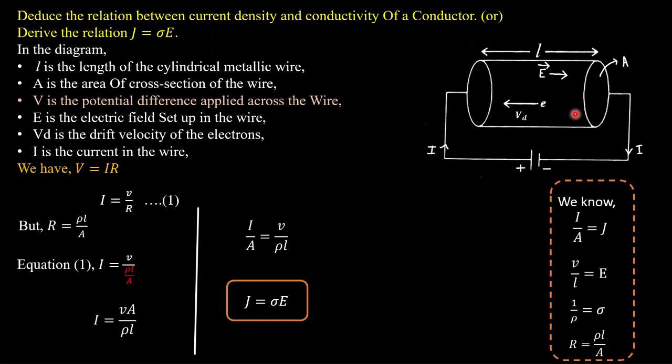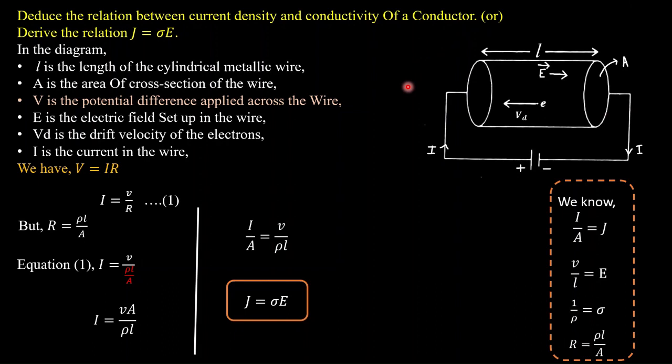What is the geometrical shape of the conductor? The length of the conductor is denoted by L, and the area of cross section of the conductor is denoted by A. The current flows from the positive terminal of the battery towards the negative terminal. So this is the direction of current flow, this is the direction of electric field, and this is the direction of electron motion. These electrons will be moving with a velocity represented by Vd, that is the drift velocity of an electron.